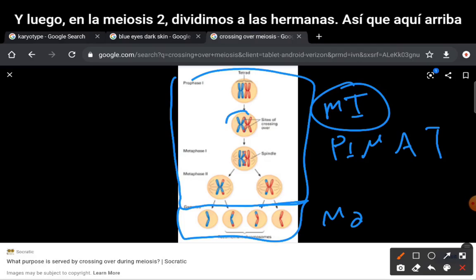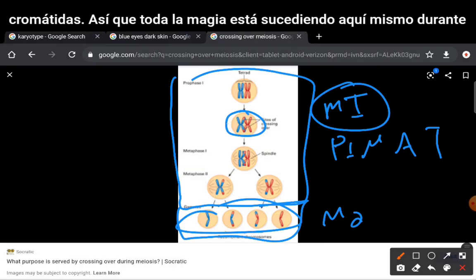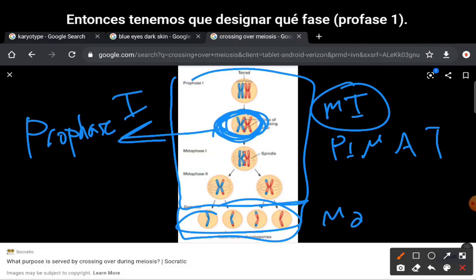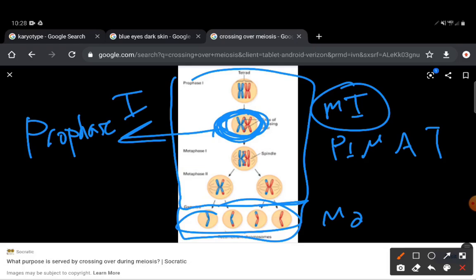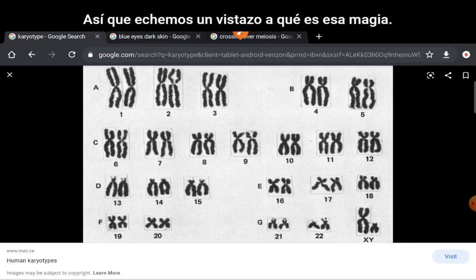So up here, we're splitting homologs. Down here, we're splitting sister chromatids. So the magic is all happening right here during prophase. And again, this is meiosis, so we have to designate what phase. Prophase 1. All the magic is happening right there. So let's take a look at what that magic is.